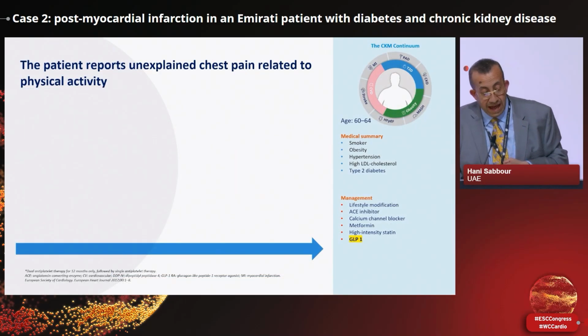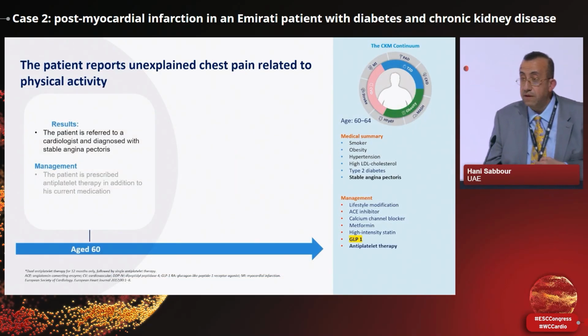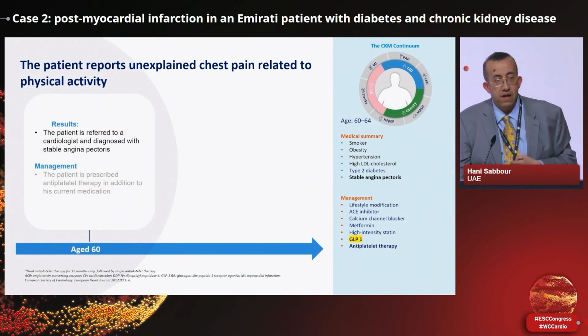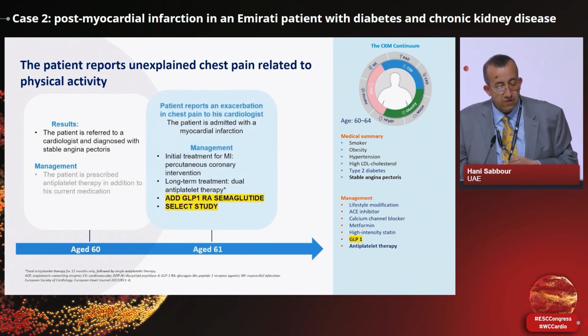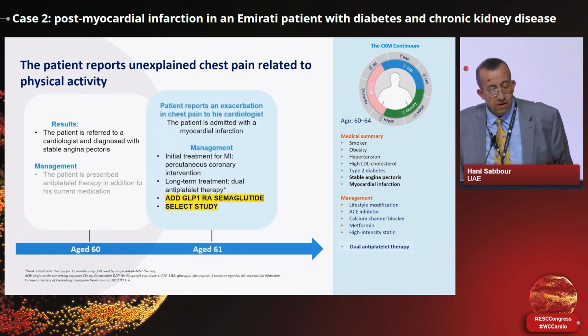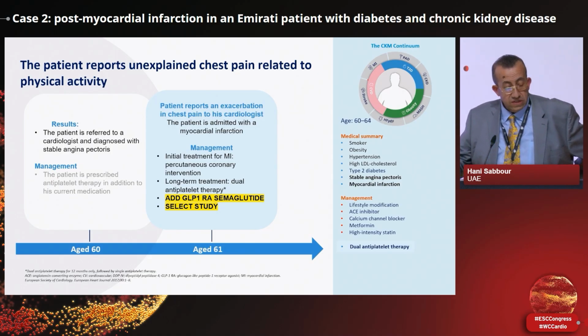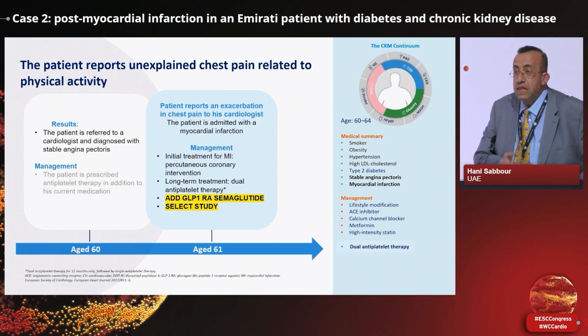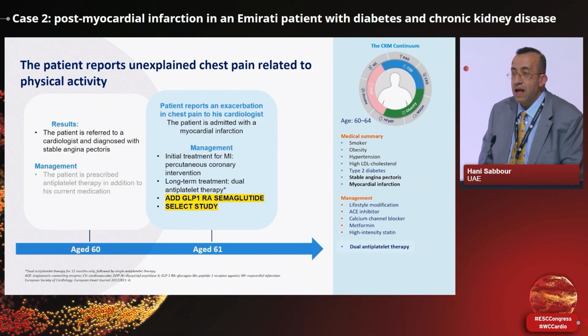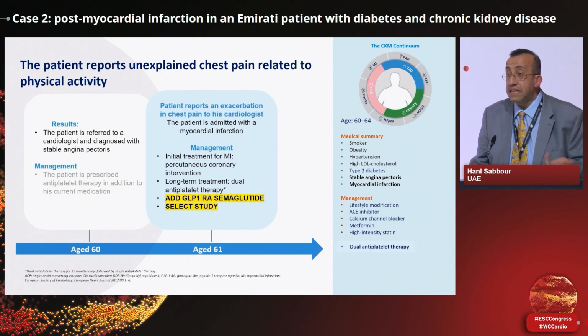So now the patient reports chest pain and is finally referred to a cardiologist with angina pectoris. Ends up having a myocardial infarction. Of course, the initial treatment is identified. The patient undergoes a successful PCI. But should they go home on a GLP-1 receptor agonist? Yes. Tell me how many patients you've discharged last week from your coronary care unit on a GLP-1 receptor agonist. Haven't done it. And that's the SELECT study.